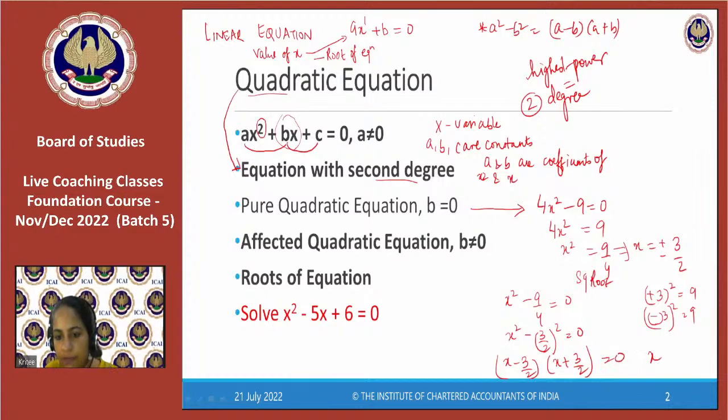So your answer for x will be: x minus 3 by 2 equal to 0 gives you x equal to 3 by 2. In the other part, x plus 3 by 2 equal to 0 gives you minus 3 by 2. That's how it works, right? Okay.